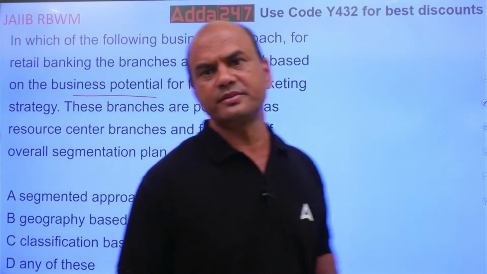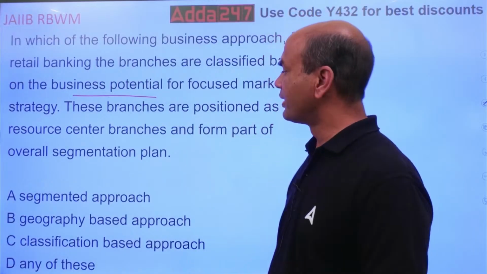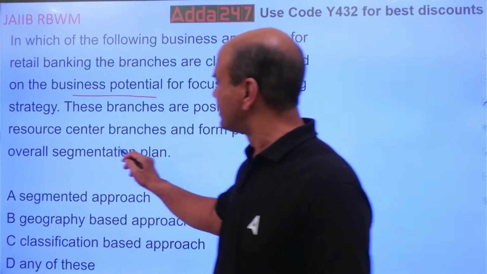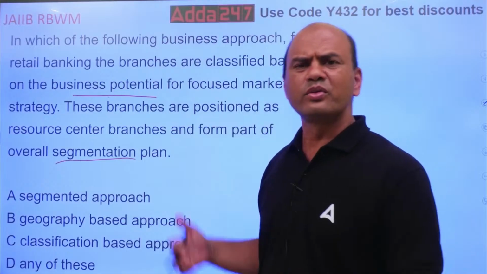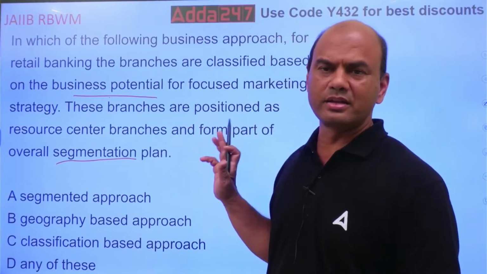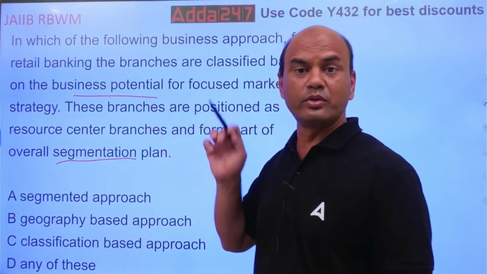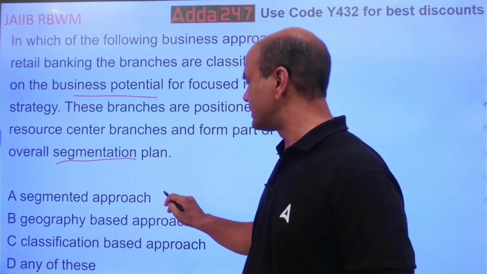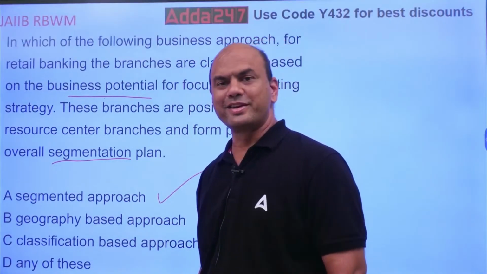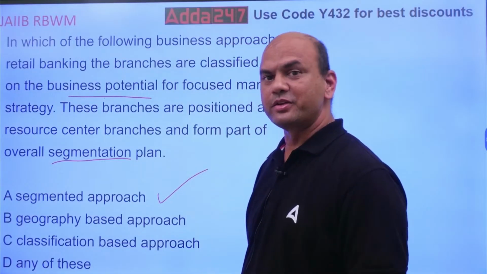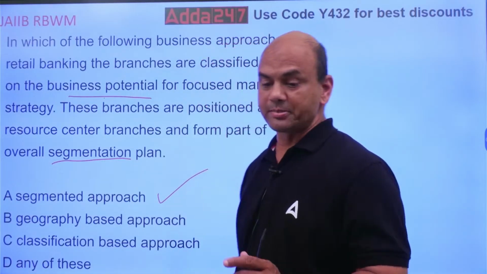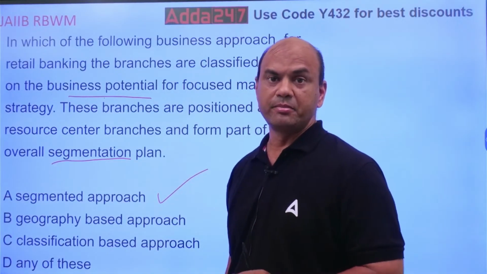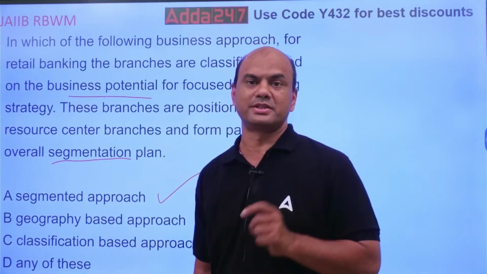Look at these approaches. Segmented, geography based, classification based. Segmentation. The question is giving you the hint: business potential. Just now I told you NRI branch, KCC, agri branch. That is basically this segmented approach. So got it? Segmented approach. You must all follow all these approaches: segmented, geography based, classification. Study them in detail, because in the exam, one question will be sure on this.